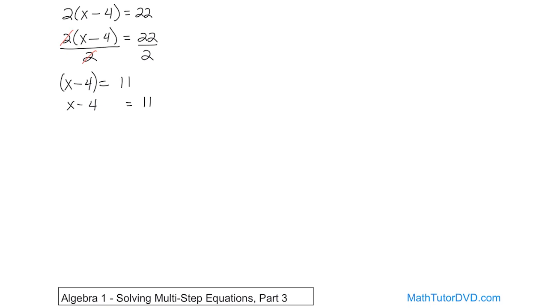How do you get rid of the negative 4? You have to do the opposite. Add 4 to the left, add 4 to the right. So the negative 4 plus 4 gives you 0, leaving x on the left. On the right, 11 plus 4 gives you 15. That's the correct answer. If you stick 15 in here, 15 minus 4 is 11. 11 times 2 gives you 22, and that's the correct answer. All right? Let's move along.